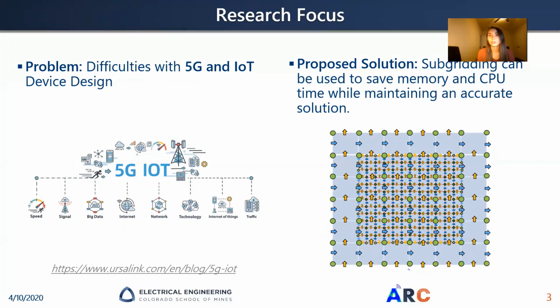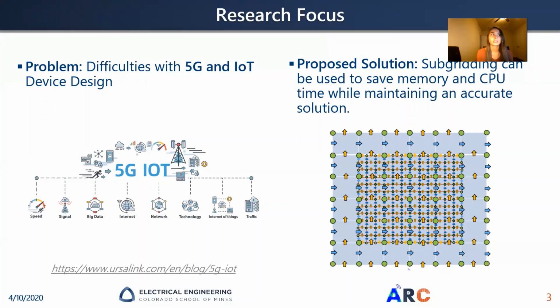So one of the problems we want to focus on is the difficulties with 5G and Internet of Things device design. When you're designing these devices that are at very high frequencies, there can be a much larger problem to solve. Since it's meshing so small, it could take a very long time to solve. For example, if you had an 8x12 antenna array, it would probably require 300 gigabytes of memory, which would require many GPUs or a very large and expensive computer to solve, and still would take a very long time.